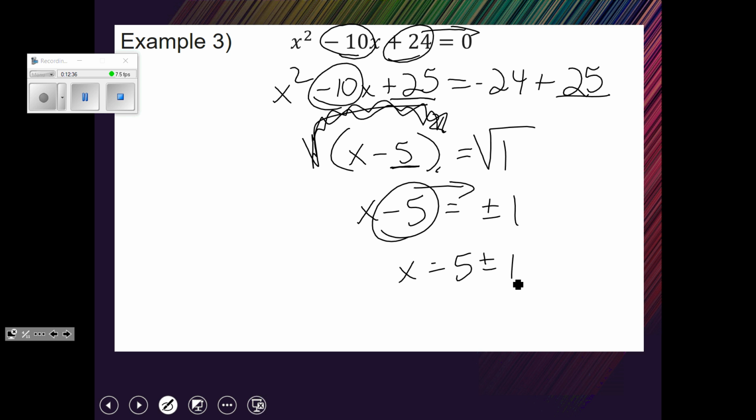Chastity, would this be one that I would keep rolling with? Yes, because they're just whole numbers, so I can keep rolling with them. So 5 plus 1 is 6, and 5 minus 1 is 4. And didn't we say 2 seconds ago that the answers were 6 and 4? We knew that in the beginning because this one was factorable. But by the formula, it looks like that.